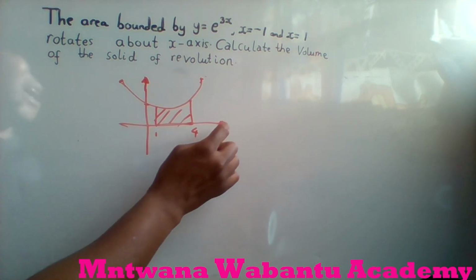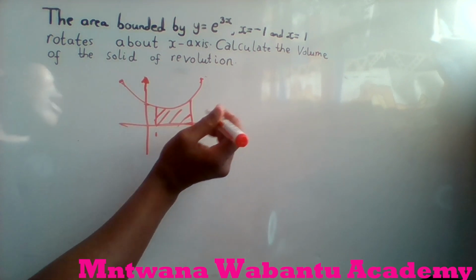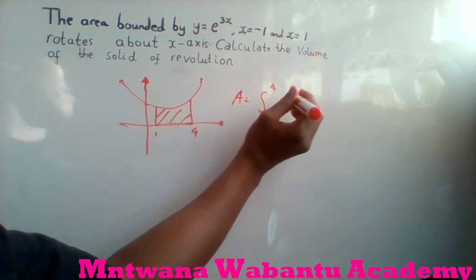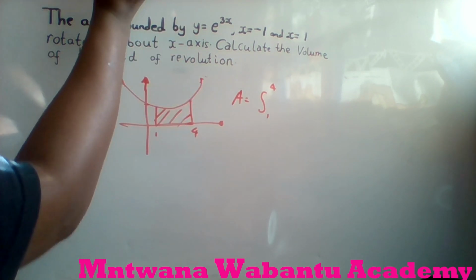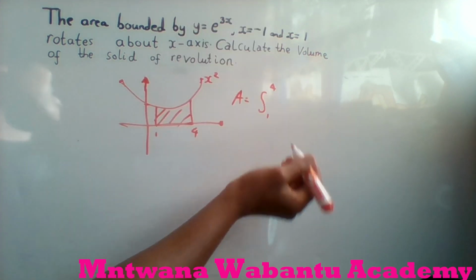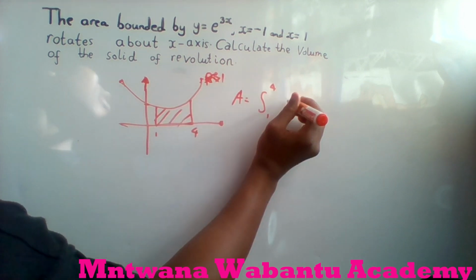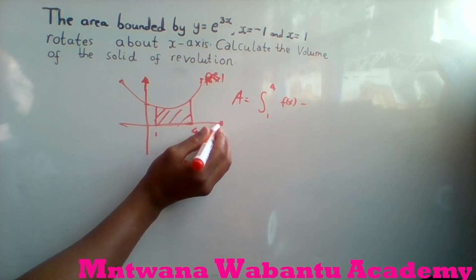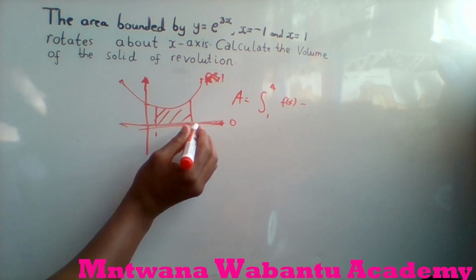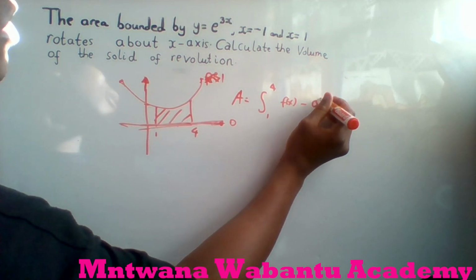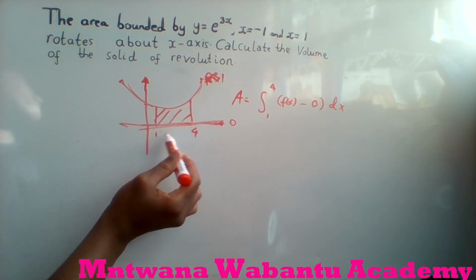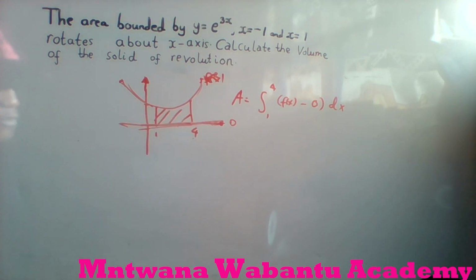Not all the time do we have to bound it with the x-axis. To get this area bounded, we say area equals the integral from the first limit, 1, to the last limit, 4, of the top function, f of x, minus the lower function, which here is y equal to 0, dx. This helps us get the area bounded between 1 and 4. They're not going to give it like that all the time.